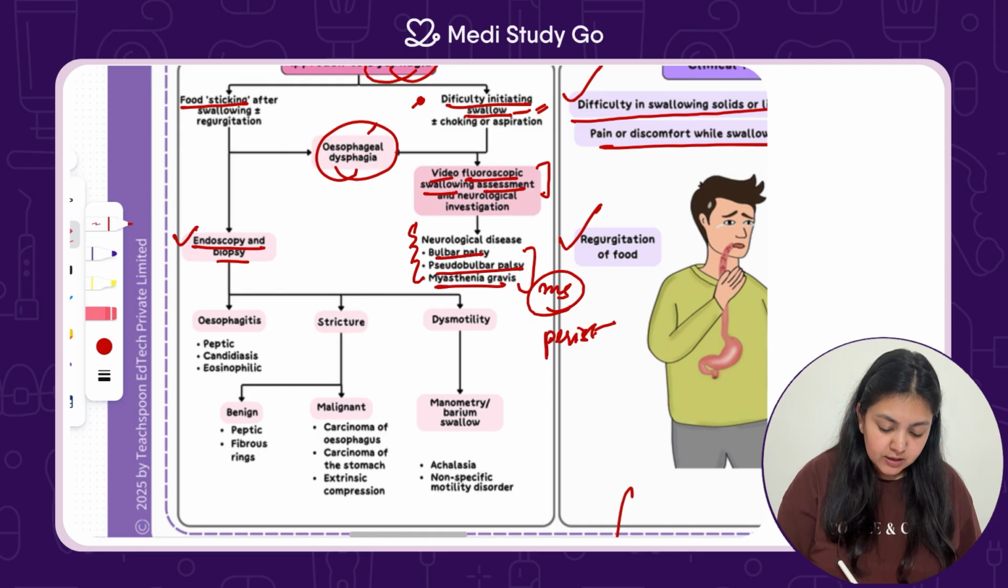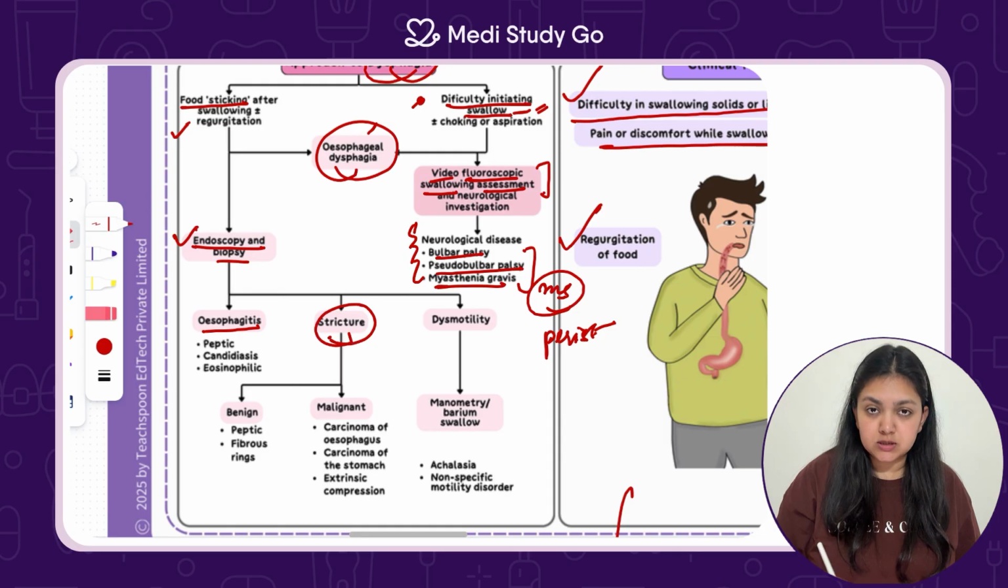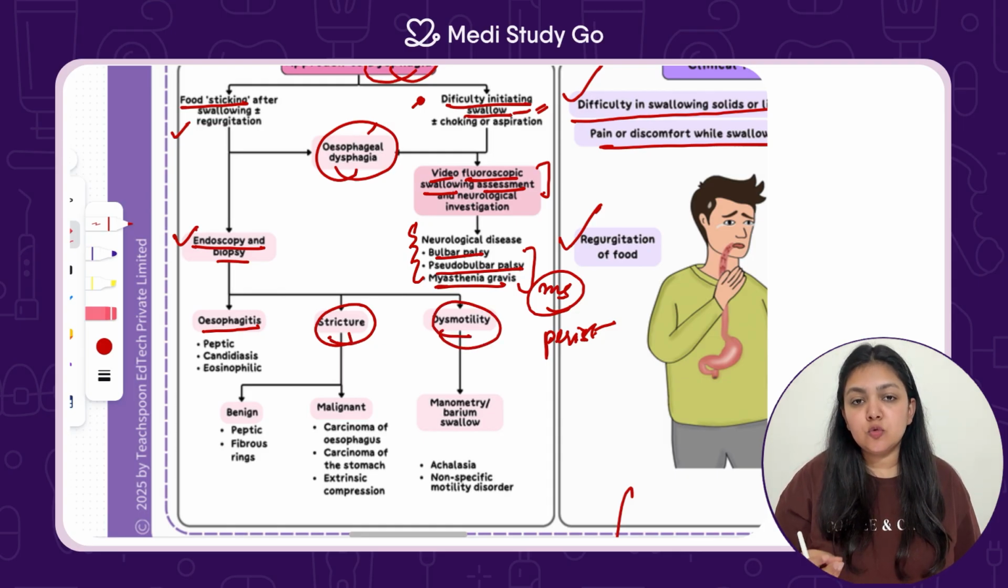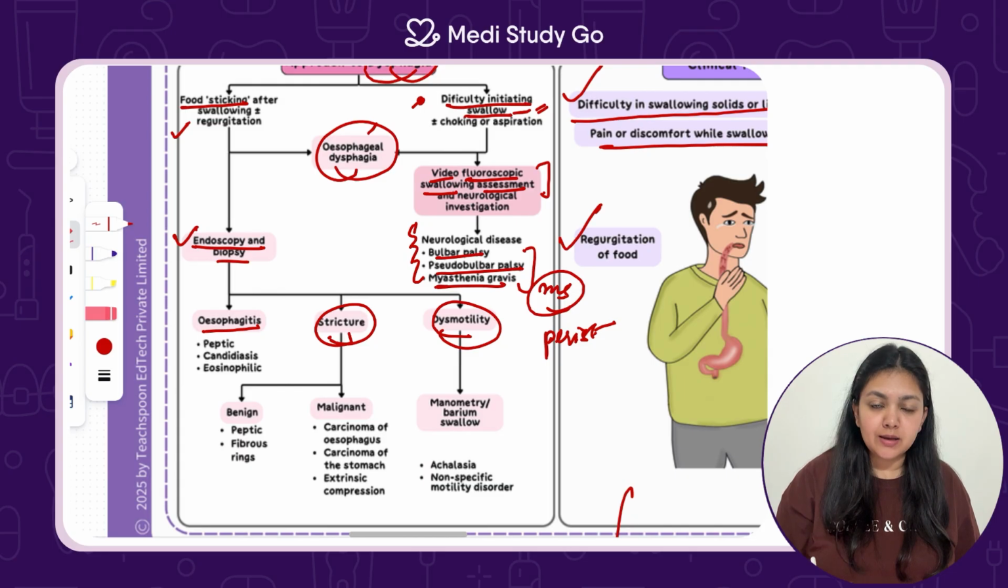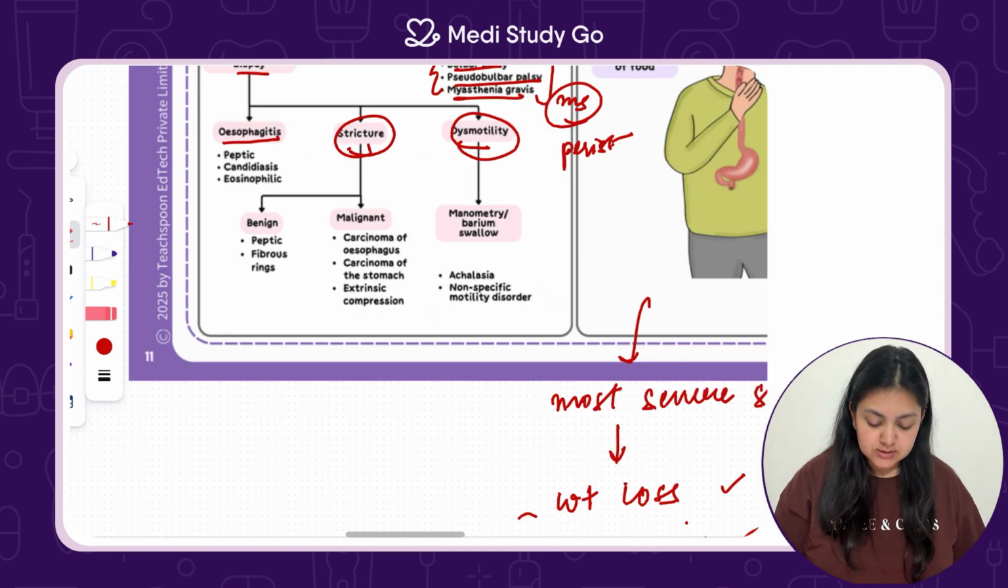If it involves the esophagus, there can be esophagitis, which is inflammation of the esophagus. There can be a stricture, which is the constriction, and there can be dysmotility. That is, the peristaltic movement is affected. The structure is fine, but the peristalsis is not happening. So if the movement does not happen, the patient will not be able to take the food from the mouth to the stomach.